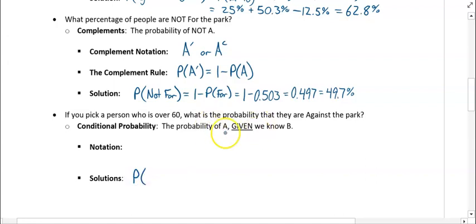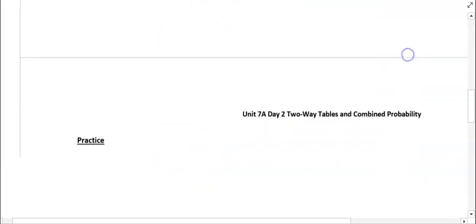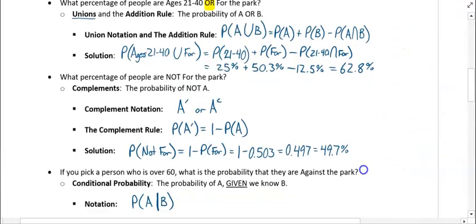Now, notice it says here the probability of A given we know B. What we do here is we write the probability of A and then this vertical line here. That means given B. Okay, so in this case, we're doing the probability that they are against the park given they're over 60. Now, there are a couple ways you could figure this out. There's a formula for this, but we're going to talk about the formula a little later.